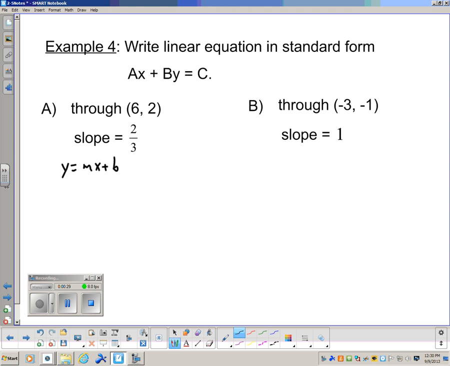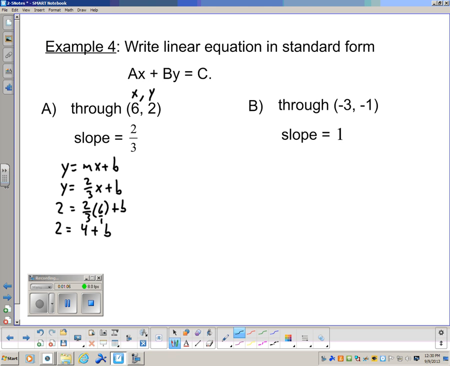So they gave us a slope, it's 2/3. And they gave us an ordered pair, 6, 2. Well, 6 is our x, and 2 is our y. So we're going to plug that 6 in for the x, and we're going to plug that 2 in for the y. So you can take 2/3 times 6. You could just do that on your calculator, 2 divided by 3 times 6, and you get 4. Or you could go 2 times 6 gives us 12, divided by 3 gives us 4.